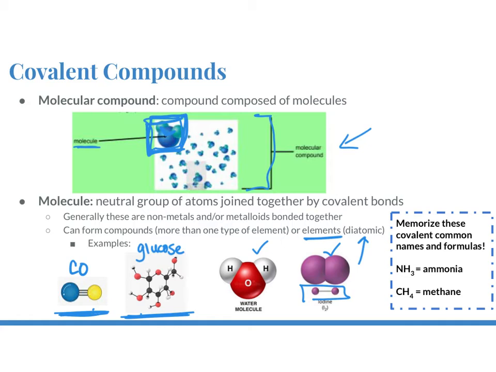All right, and then going back to those diatomic elements. So there are going to be 7 diatomic elements. We have hydrogen, oxygen, nitrogen, and then we have all of the halogens, so fluorine, chlorine, bromine, and iodine. So all of these are going to exist in nature as diatomic, so their formulas are going to have a 2 subscript to show that.